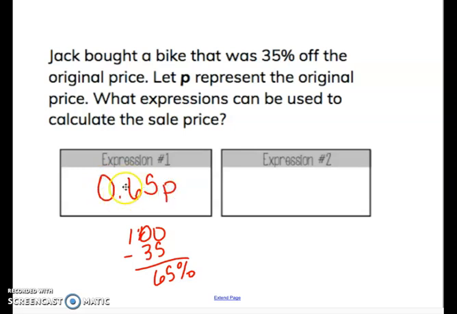So the first expression is very straightforward. He is paying 65% or 65 hundredths of the original. The next expression we could write the same way as we did the last example. Well, if we start with the original price, or P, he is saving 35% of the original price. That is another expression that would be used to calculate the sale price of the bike.